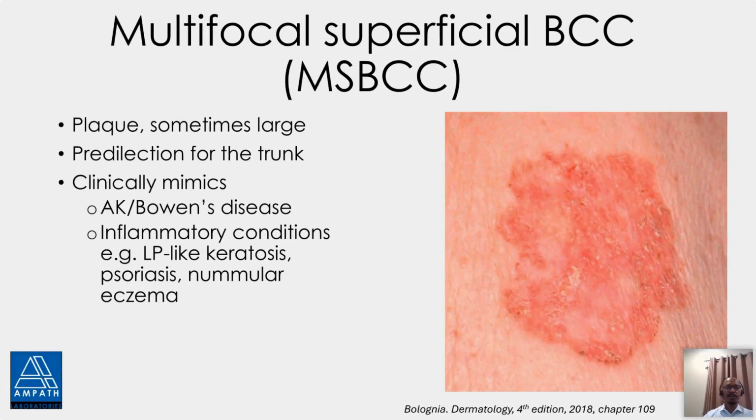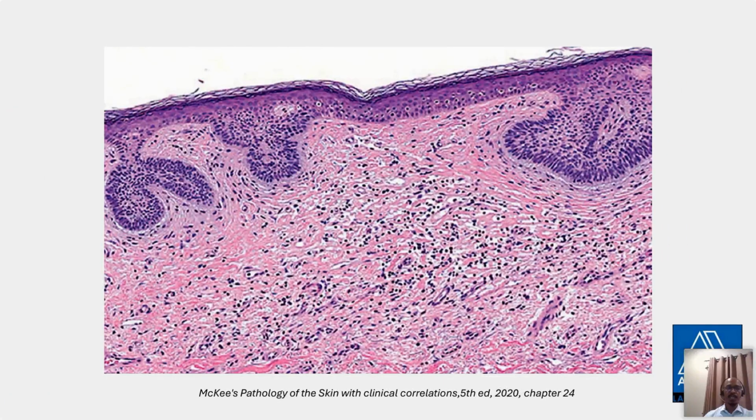Now, with regards to multifocal superficial BCC, I'm just going to mention it here for completeness because clinically, it can mimic things like Bowen's disease, actinic keratosis, and it can even mimic inflammatory conditions such as lichen planus-like keratosis, psoriasis, and nummular eczema. And histologically, you typically see little nodules that are attached to the overlying epidermis, and they're budding into the underlying dermis. And there are spaces of uninvolved dermis or epidermis between the individual nodules. And I will show you why this is important.